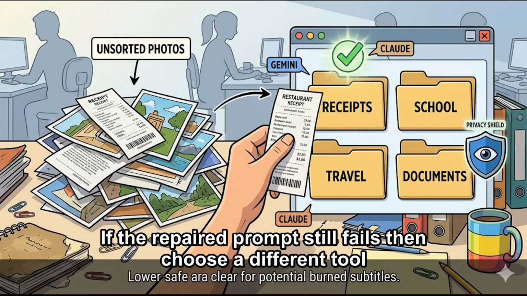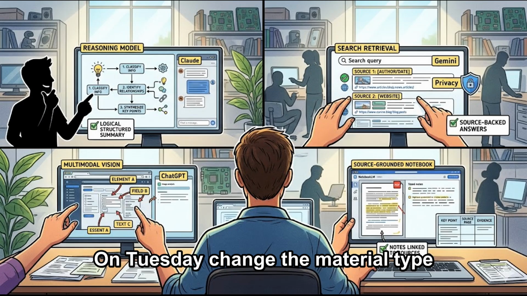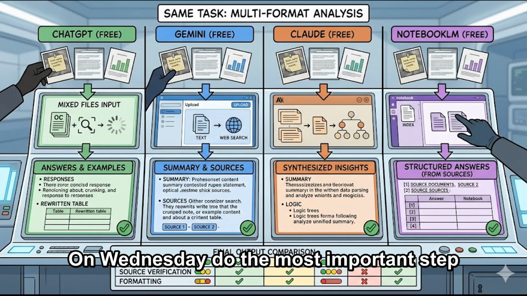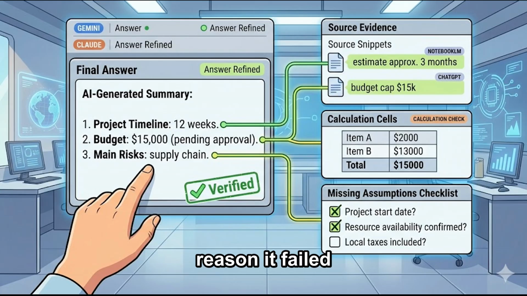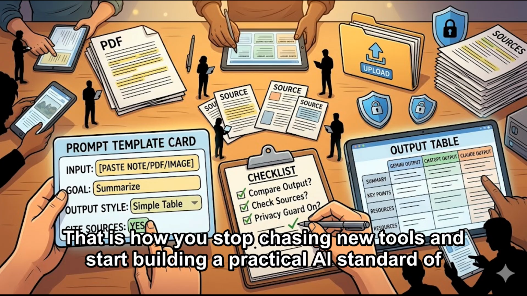Turn this into a one-week operating routine. On Monday, test one small task, such as meeting notes or receipt cleanup. On Tuesday, change the material type. Try an image, a PDF, or a table, and see whether the same tool still fits. On Wednesday, do the most important step: check 3 numbers, 3 names, and 3 limits against the original source. On Thursday, save the prompt that worked, and label the tool that failed with the reason it failed. On Friday, decide which tool stays in your workflow next week and which tool gets removed. That is how you stop chasing new tools and start building a practical AI standard of your own.